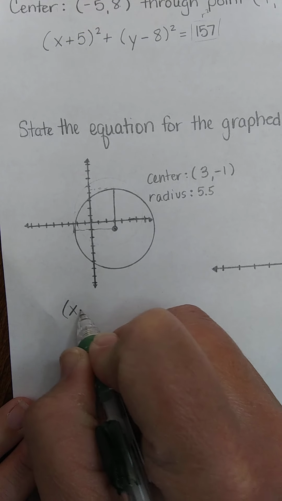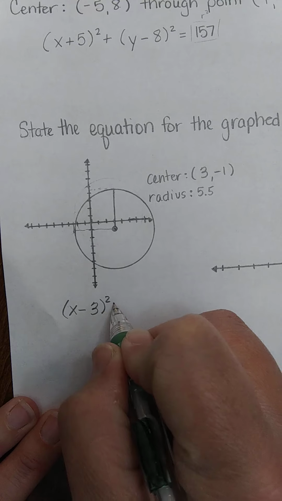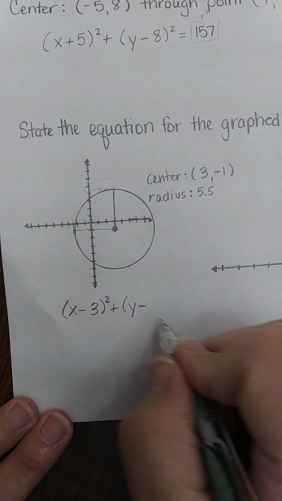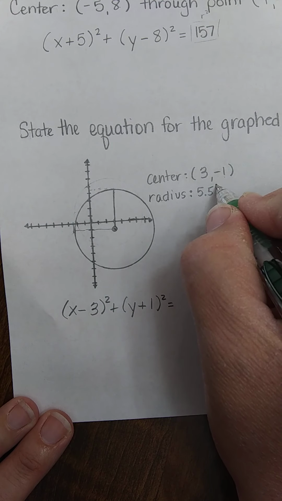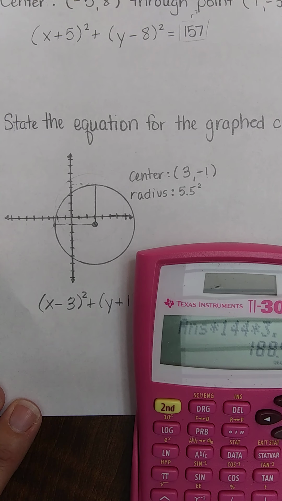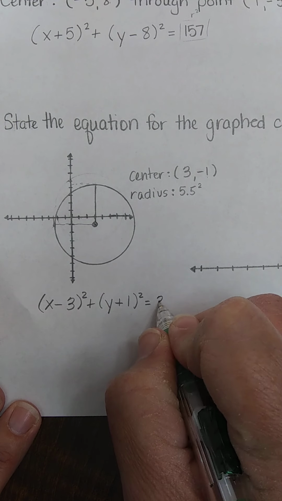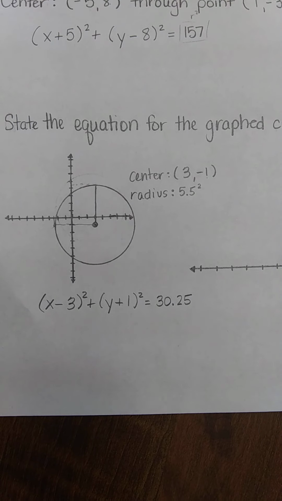So we have x minus 3 from the center squared plus y minus -1 from the center, so that's going to become y plus 1 squared, equals, and then remember we need the radius squared. So since that wasn't a nice whole number, I can't just say 25. 5.5 squared is 30.25. And there we have the equation for our circle.